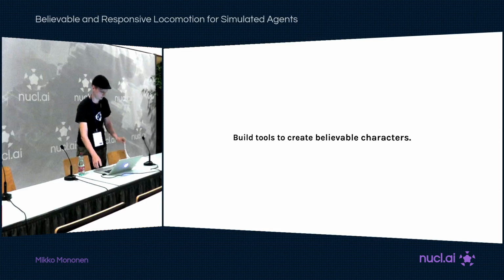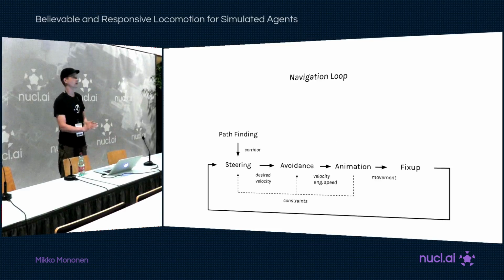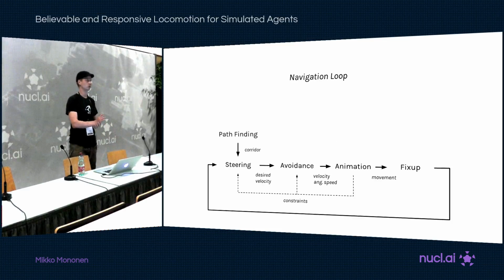And this kind of ties up to my earlier stuff as well. I talked maybe 4 years ago about the navigation loop, and so this will be sort of the structure of things we're going to talk about today. It will basically cover everything from pathfinding to steering, avoidance, animation, and this fix-up thing, which is the really specific thing about the navigation loop. So let's get started with the really basic thing.